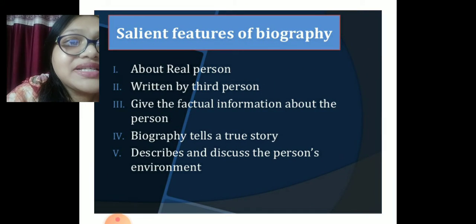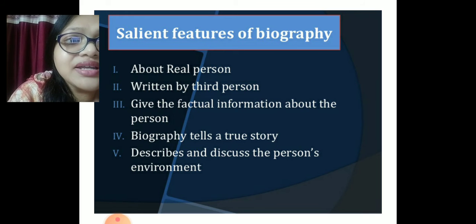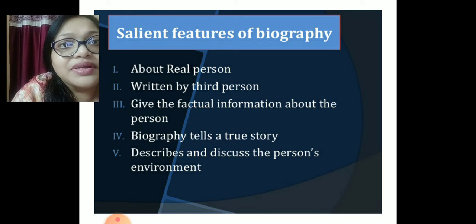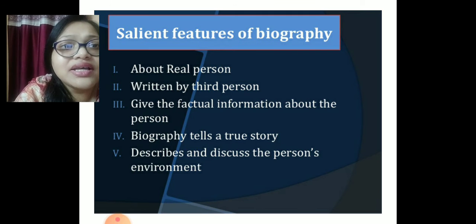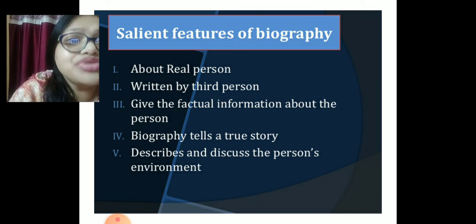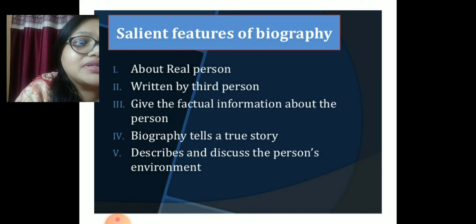Now, what are the basic salient features of a biography? About a real person, written by a third person, gives factual information about the person. A biography always tells a true story, describes and discusses the person's environment. So we must keep in mind it must be about a real person, written by a third person, give factual information about the person, and a biography tells a true story, describes and discusses the person's environment.